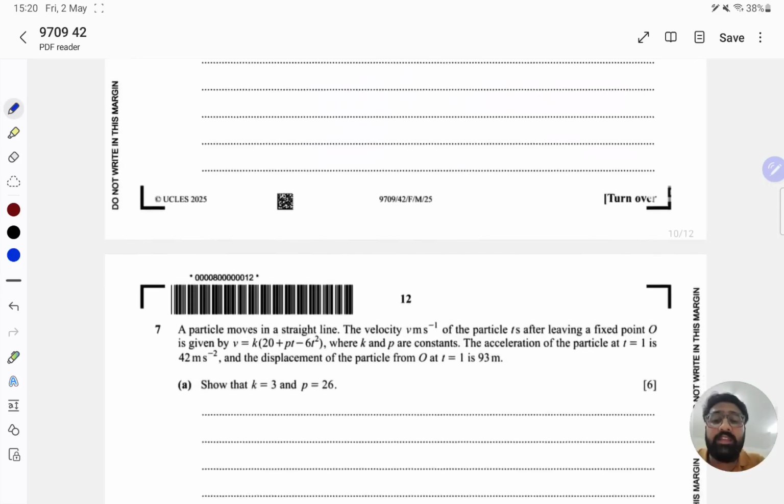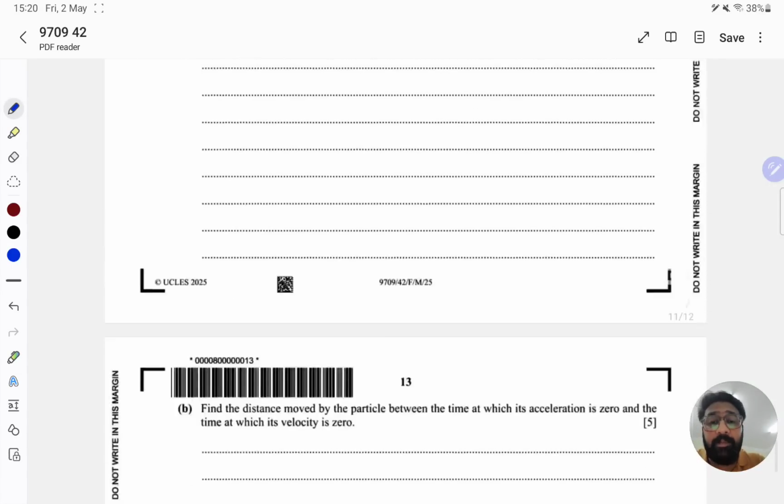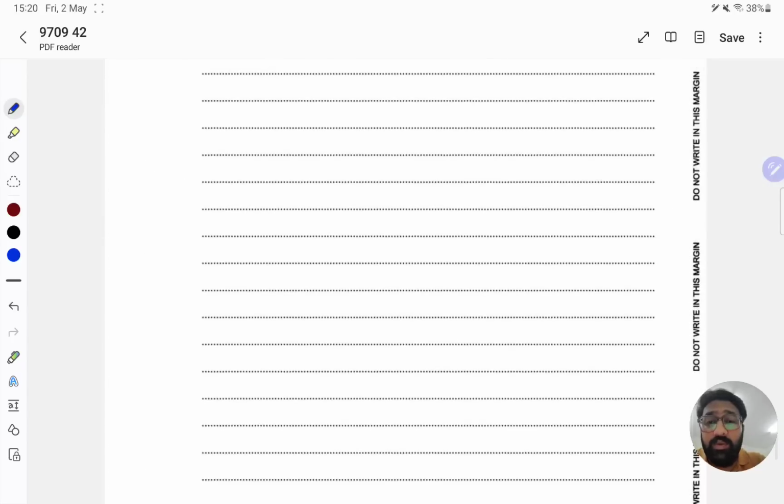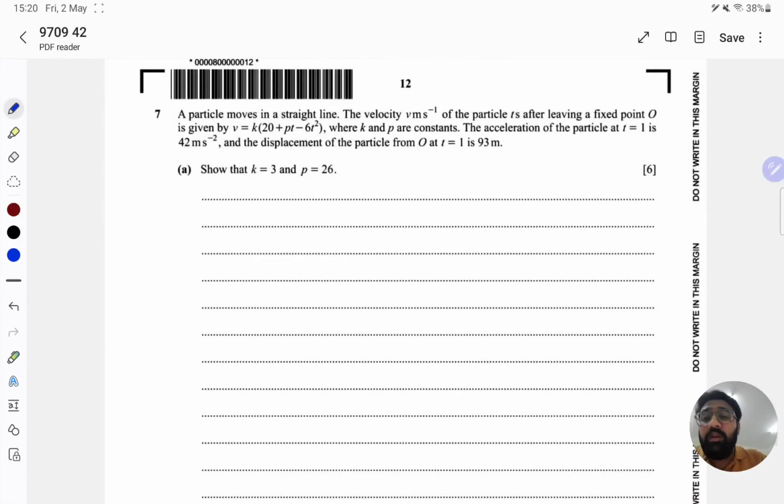Okay, let's move to the next question, question number 7, and that's the last question for this paper. Question number 7 says the particle moves in a straight line. The velocity v meter per second of the particle t seconds after leaving a fixed point O is given by this formula.